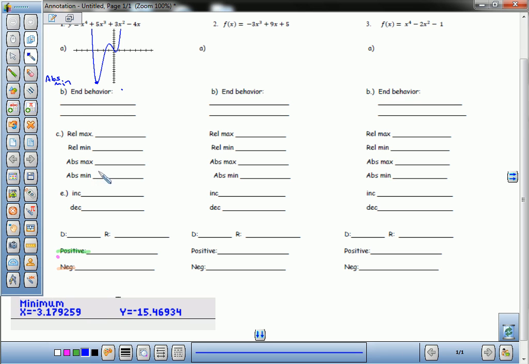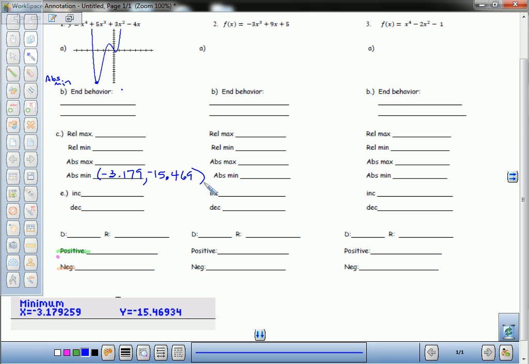So there's actually two ways we can write that. The easiest way is just as an ordered pair. Negative 3.179 and then negative 15.469. And that's our absolute min.